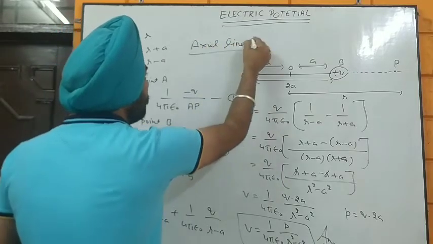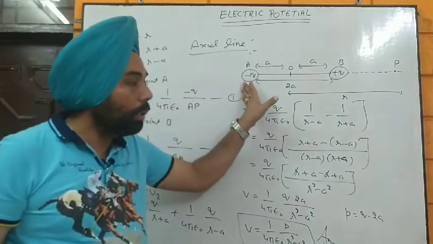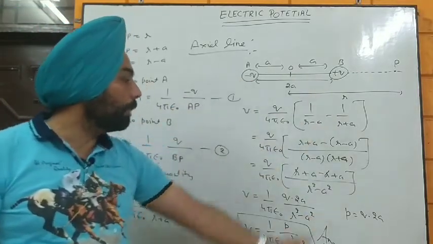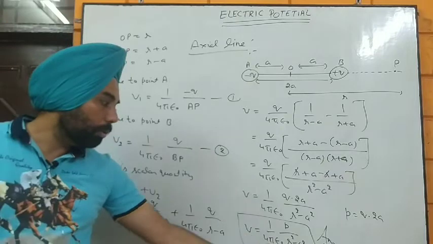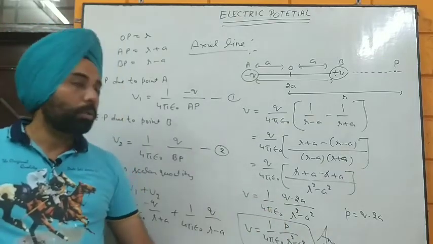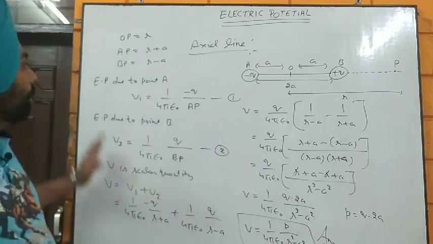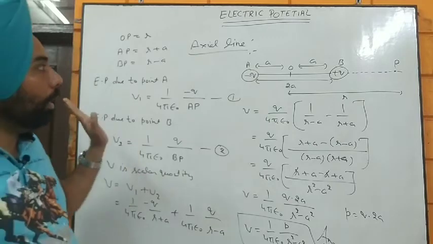So that is the topic for the axial line, for the electric potential due to an electric dipole. You can also write the special case of that: if r is far greater than a, then you can neglect a square. So that is very simple for you, okay? So that is the topic for the axial line.